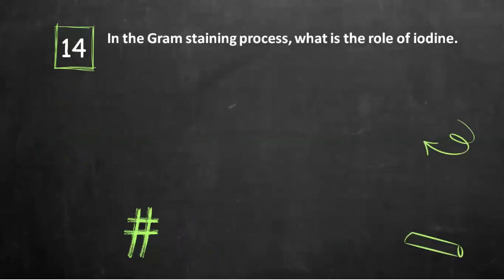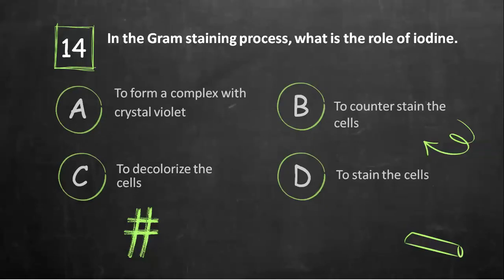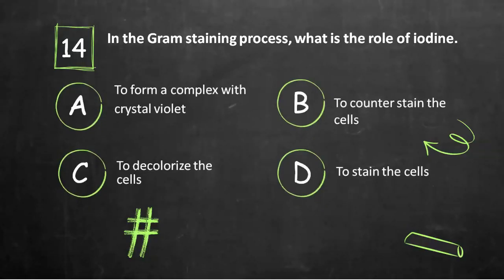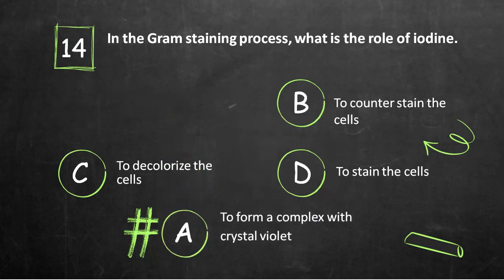Next question, in the Gram staining process, what is the role of iodine? So iodine is the mordant. What is the purpose of iodine? Option A, to form a complex with crystal violet. Option B, to counterstain the cells. Option C, to decolorize the cells. And option D, to stain the cells. Here, the right answer is option A, to form a complex with crystal violet. So iodine combines with crystal violet and forms a complex.